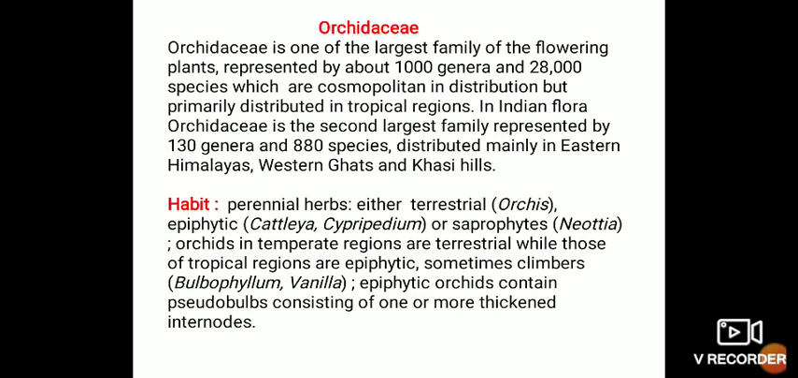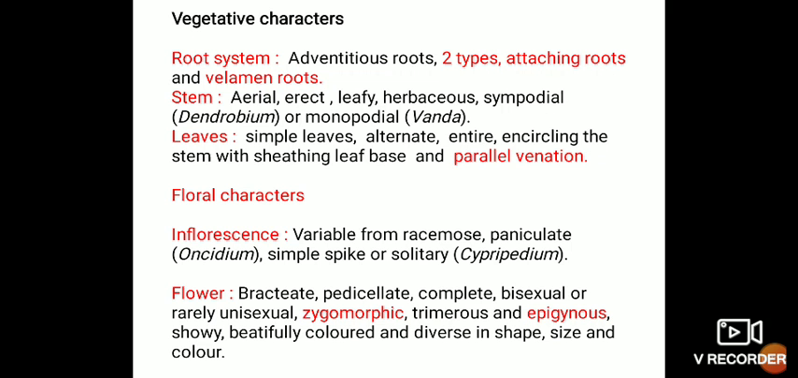About the habit, they are perennial herbs, either terrestrial like Orchis, or epiphytic like Cattleya, Cypripedium and Vanda, or some of the species are saprophytes like Neottia. The orchids in the temperate regions are terrestrial, while those of tropical regions are epiphytic in nature. Sometimes they are also climbers, like Bulbophyllum and Vanilla. The epiphytic orchids contain pseudobulbs consisting of one or more thickened internodes.